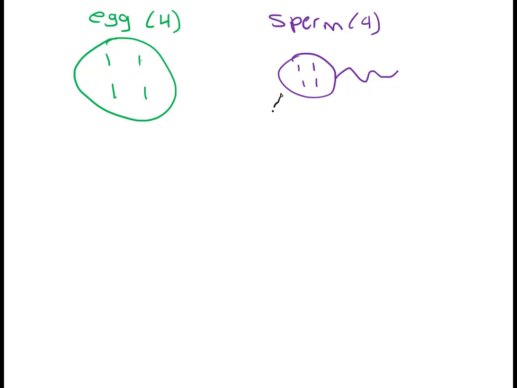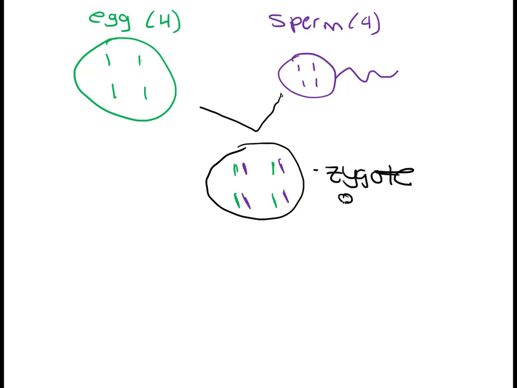Now, when this egg and sperm come together, they're going to form a zygote, a fertilized egg cell, which is basically the first cell. This zygote is going to get all 4 chromosomes from the egg, and it's going to get all 4 chromosomes from the sperm. So in the end, this zygote has a total of 8 chromosomes.